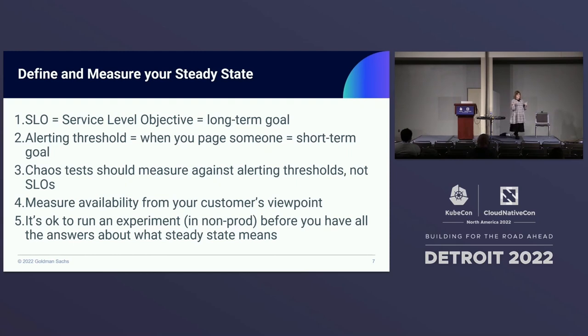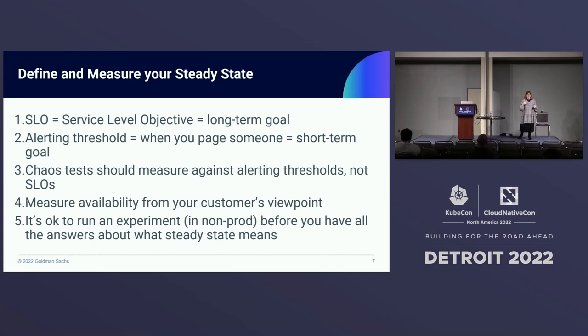But for chaos tests, that actually doesn't work very well, because you're not running your chaos test for a 30-day period. At least, I hope not. You want to get results much quicker than that. You might use a one-minute interval, 30 seconds, 5 seconds. You want to get your answers more quickly.